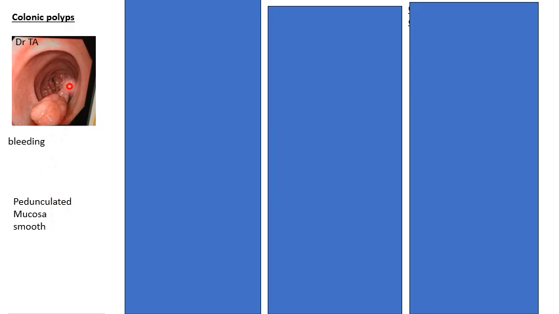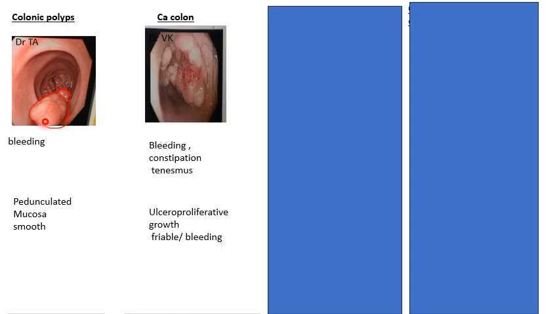They will be pedunculated. You can see the peduncle there. See, the summit is so big and the peduncle is so small. See the peduncle. The mucosa will be smooth. See, the mucosa is smooth here. So this is a colonic polyp. Let's come to the next slide.